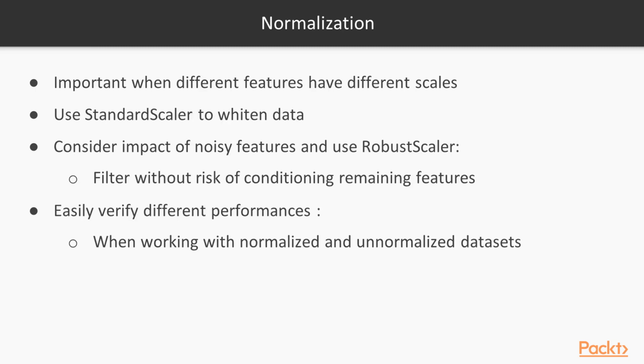Next step is normalization. Normalizing a numeric dataset is one of the most important steps, particularly when different features have different scales. Very often it's enough to use a standard scaler to whiten the data, but sometimes it's better to consider the impact of noisy features on the global trend. Use a robust scaler to filter them out without the risk of conditioning the remaining features. The user can easily verify the different performances of the same classifier when working on normalized and unnormalized datasets.